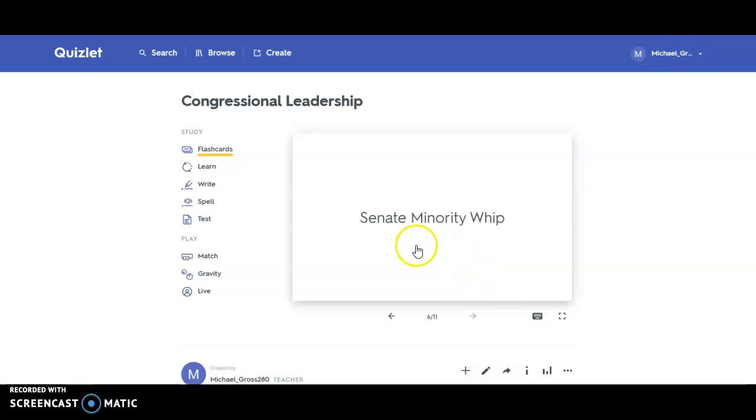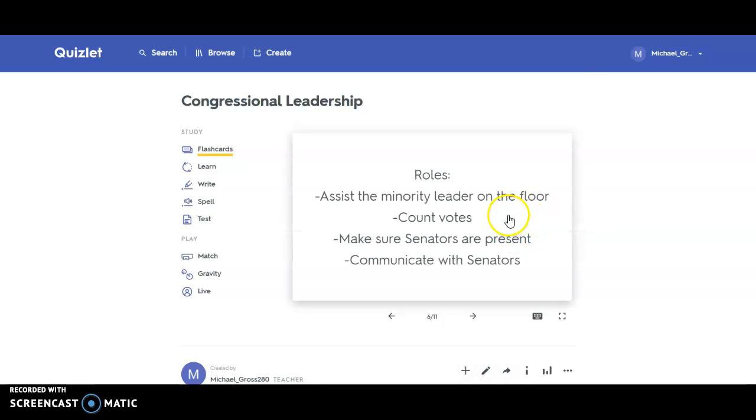And then the last person we'll talk about right now is the Senate Minority Whip. So they have the same role as the Majority Whip, which is that they assist the minority leader on the floor. Again, they go around and count votes, see how many votes they'll have in a certain direction. They make sure that the minority senators are present in sessions of Congress, and then they continue to communicate with those senators.